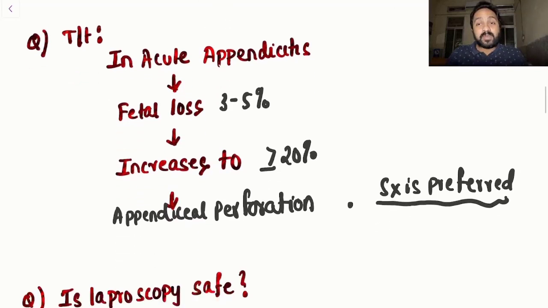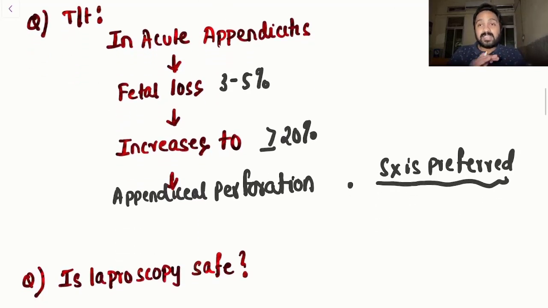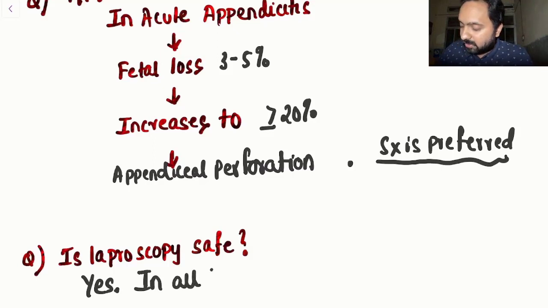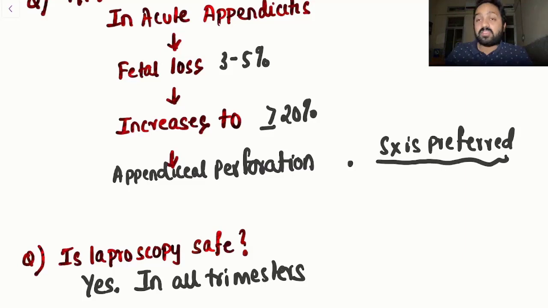Which brings us to the next question: is laparoscopy safe? If so, in which trimesters? As per the recent edition of Bailey and Love, the answer is yes. Laparoscopy can be done in all trimesters. So these were a few important points with respect to appendicitis in pregnancy.